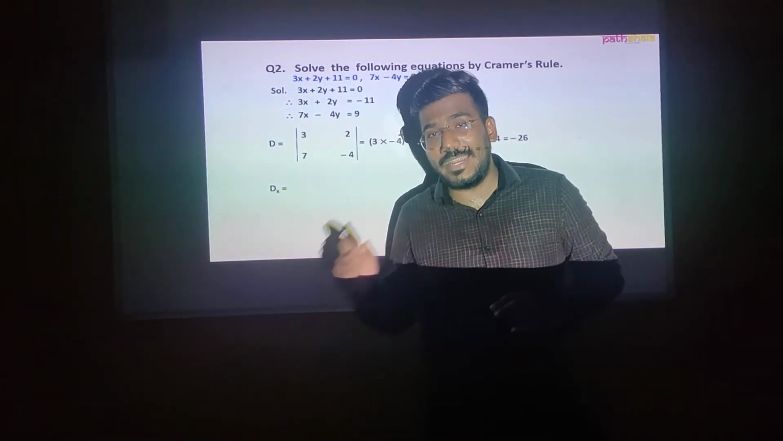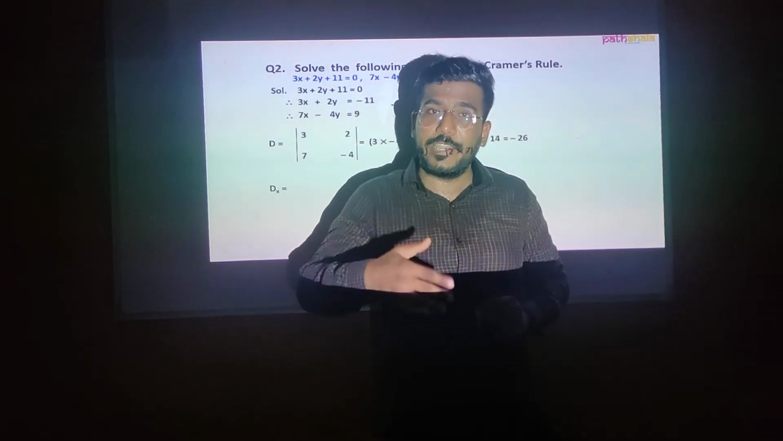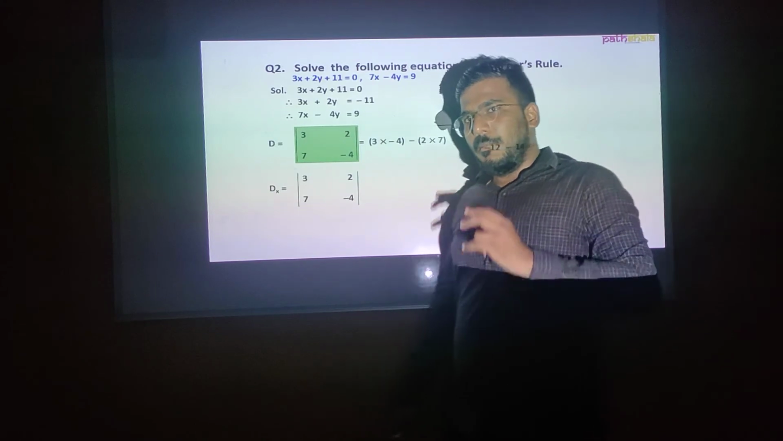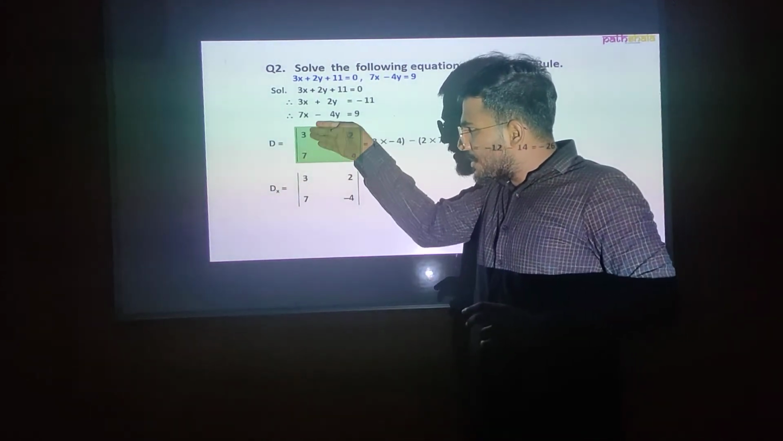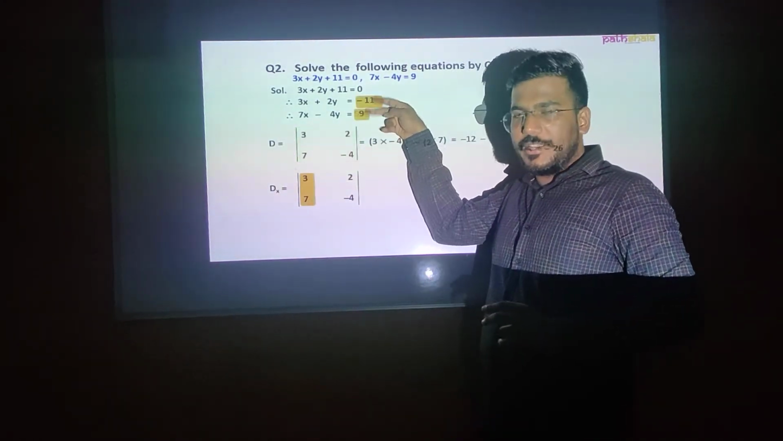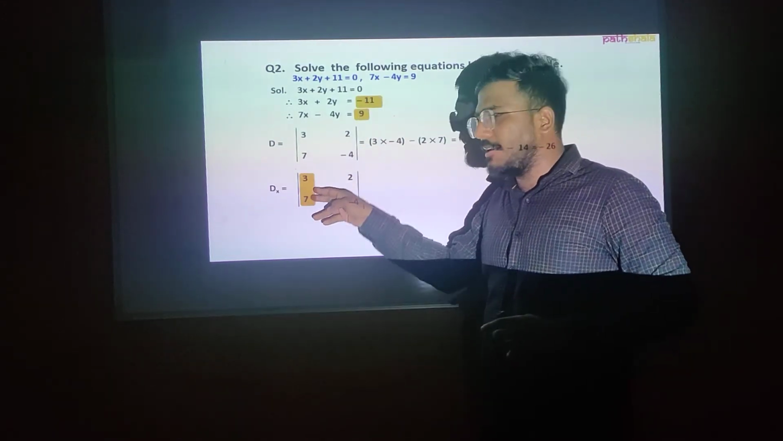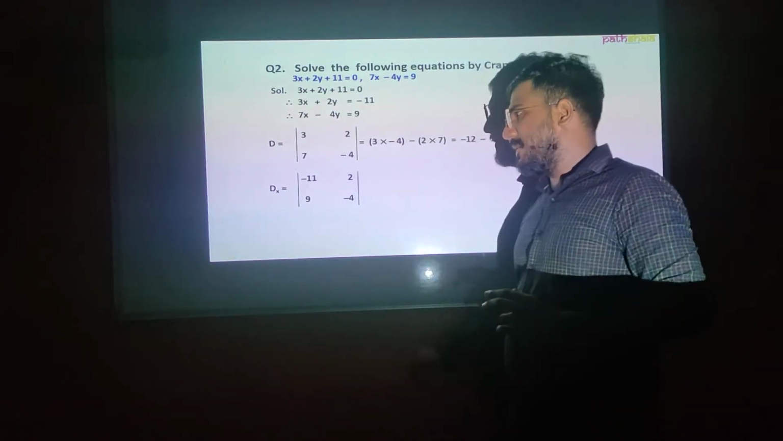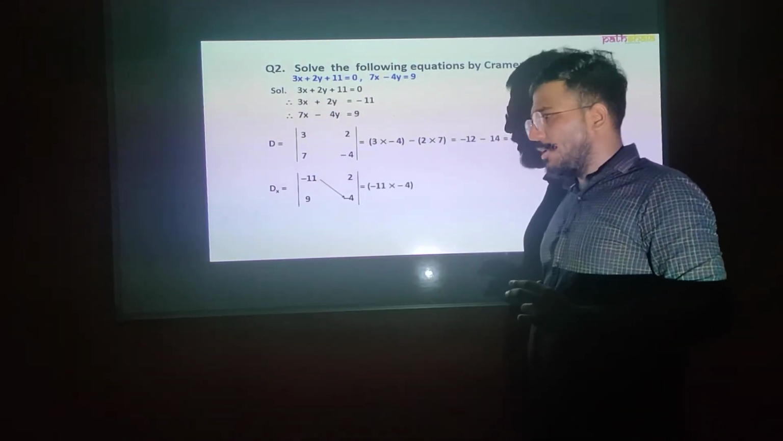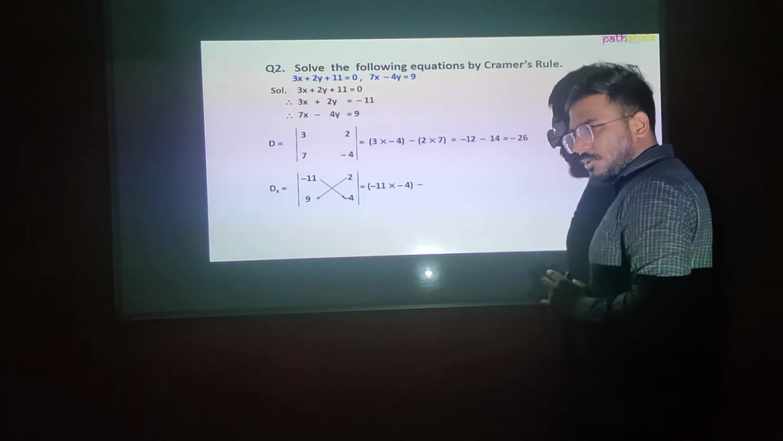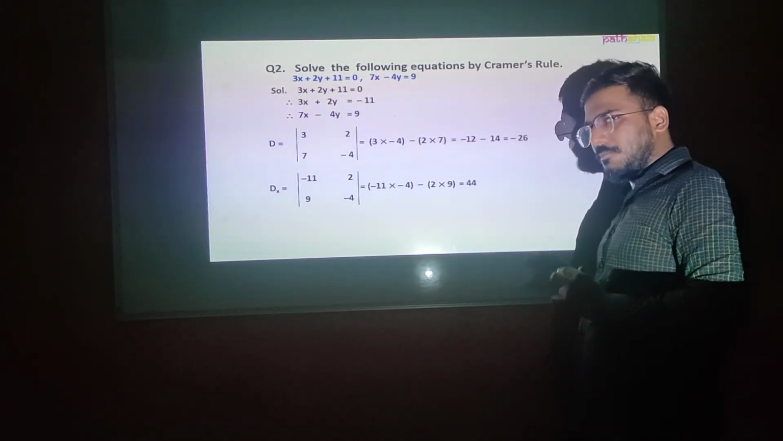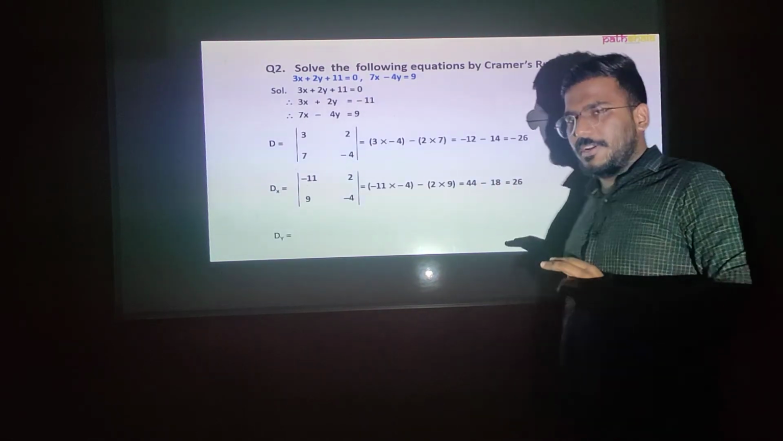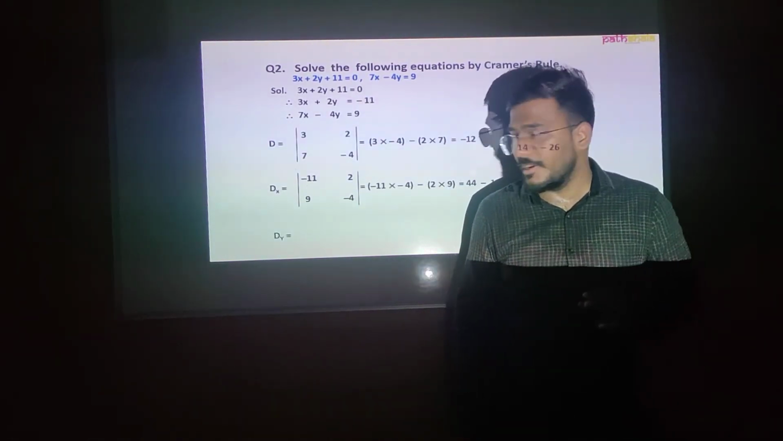Next determinant, what is that? Dx. Determinant of x. How do we make it? Copy paste D, okay? But here, the coefficient of x is replaced by what? By the constant terms. What are the constant terms? -11 and 9, replaced. Now let's simplify this. -11 multiplied by -4, 2 multiplied by 9. So what do we get? 11 4s are 44, minus minus plus, minus 9 2s are 18. 44 minus 18 is simply 26. That is the second determinant.